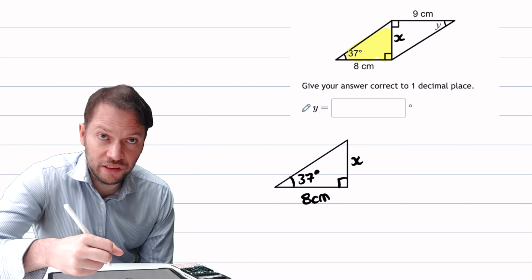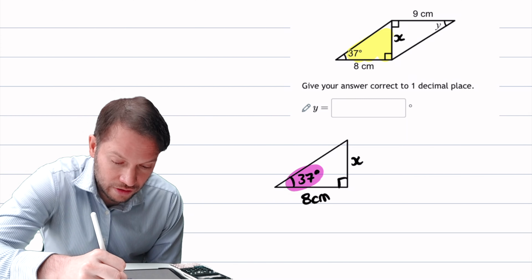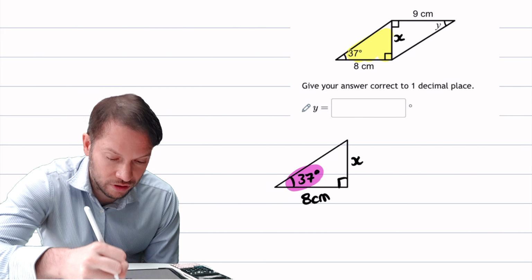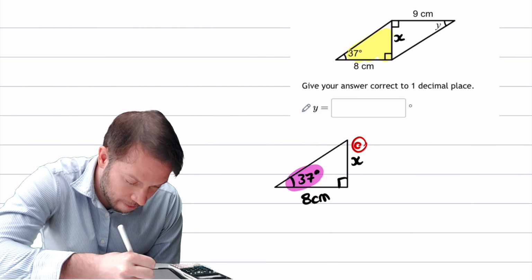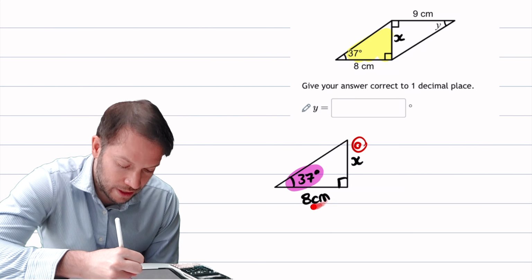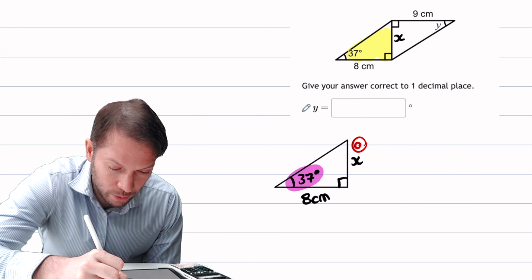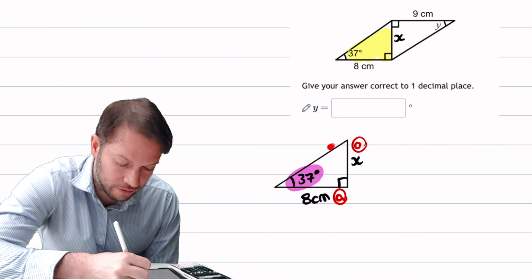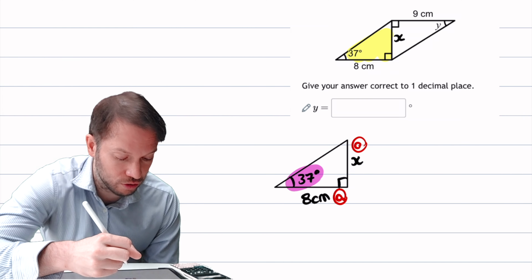Remember, we label the sides relative to this angle of interest. So this side here is opposite the angle, so it's called the opposite. We put an O, and this side here is next to or adjacent to this angle of interest, so we call it the adjacent. And we didn't use it, but if we had this side involved, that's the longest side of the triangle. We always call the hypotenuse, or H for short.